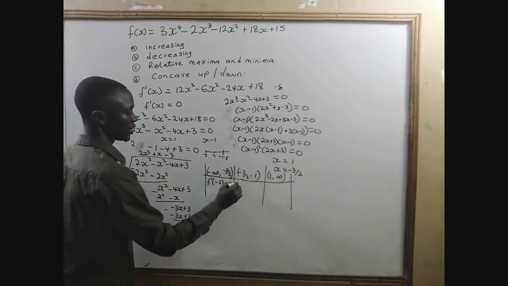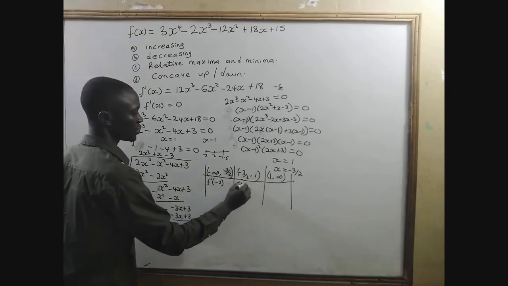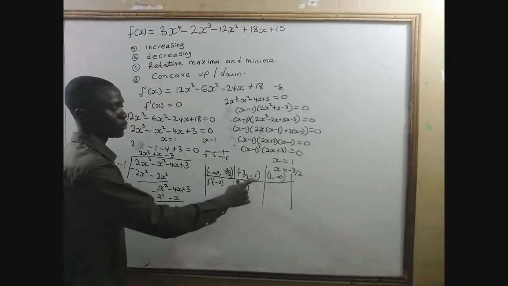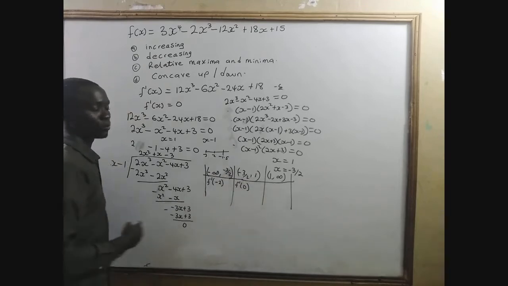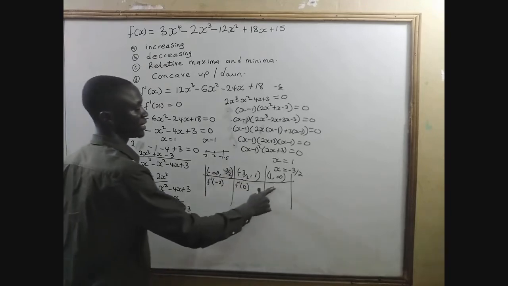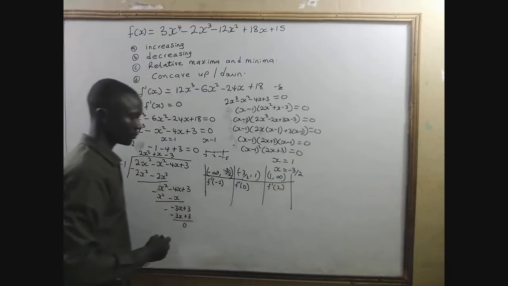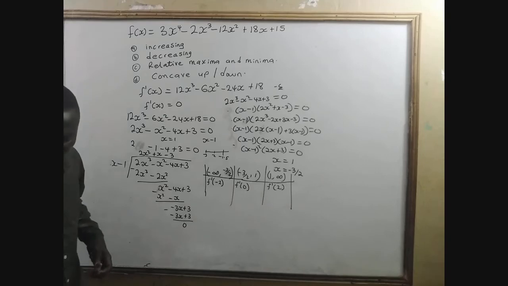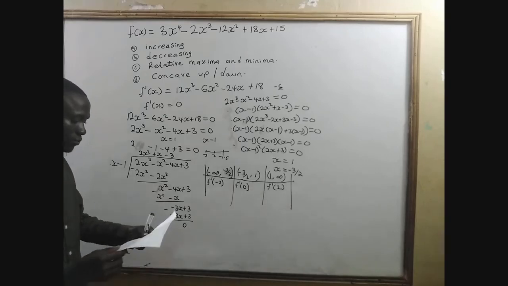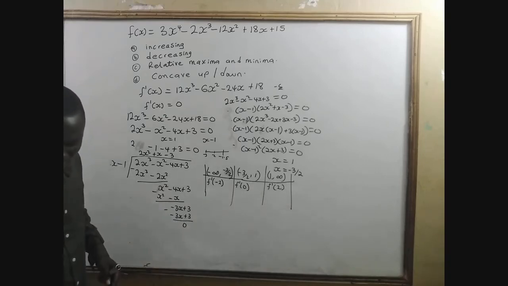And within this interval too, we can check f prime of 0, because this is positive 1, so 0 will be there. And within this interval, you can check f prime of positive 2. So let's do the check. I think I've done that one here to make the video very, very short.